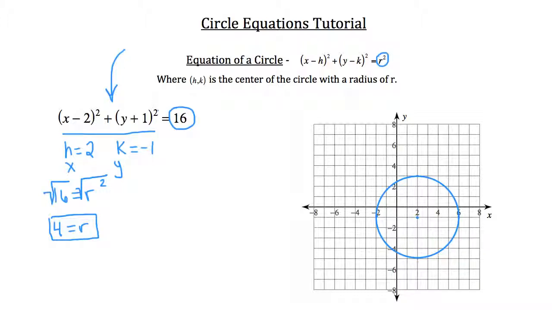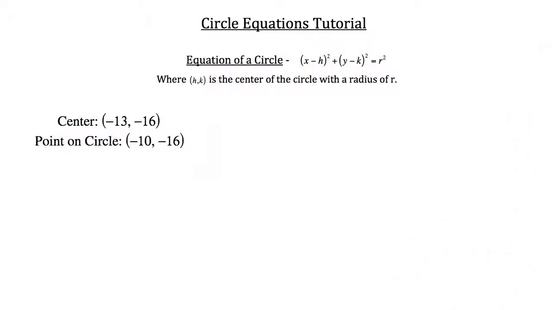Now let's take a look at a couple more examples of drawing circles from an equation, and they're going to get a little bit more complex. In this example, you're given the center of our circle, and you're given a point on the circle. What I'd like you to do is to actually write the equation for this circle. We don't need to graph it, I just want to know what the equation of this circle would be given the information that we have here.